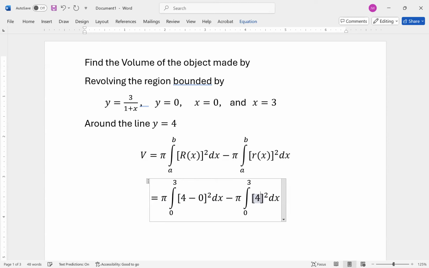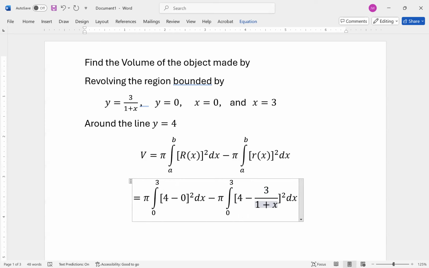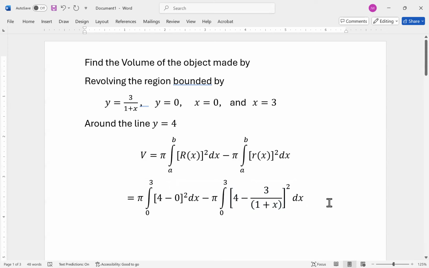In a similar way, I'm going to make my inside radius 4 minus 3 over 1 plus x. Now, when I write this into my calculator, I tend to put parentheses around the 1 plus x, or else the calculator doesn't recognize the order of operations like I want it to. As long as I write things in correctly into my calculator, I can get the final answer.